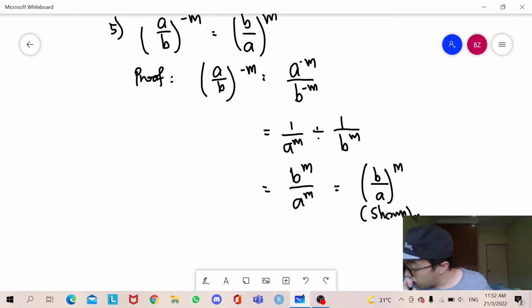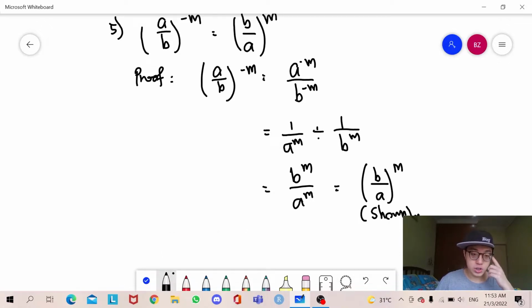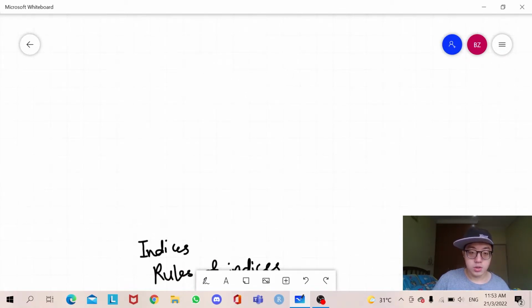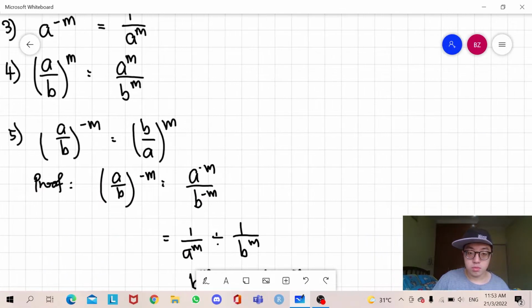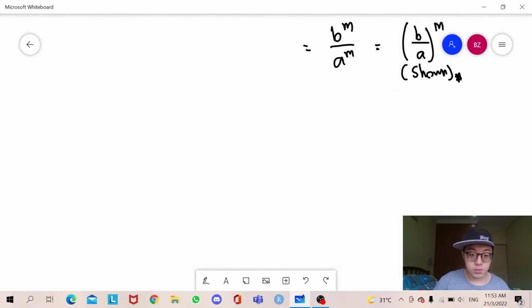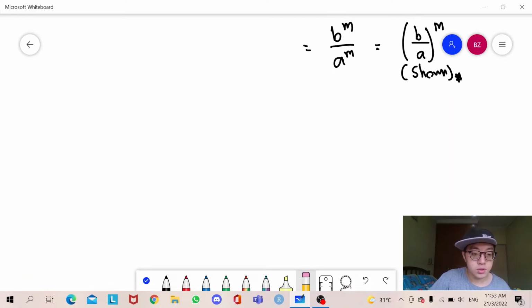After all these, we will look at some simple calculations by using the rules of indices. Let's see how many spaces we have. First, we're going to go to examples.